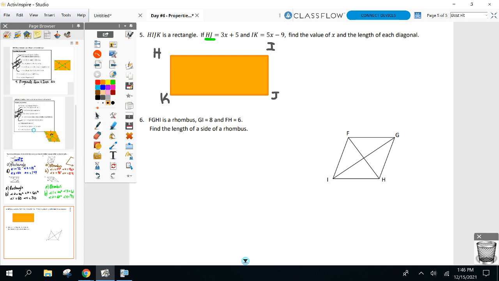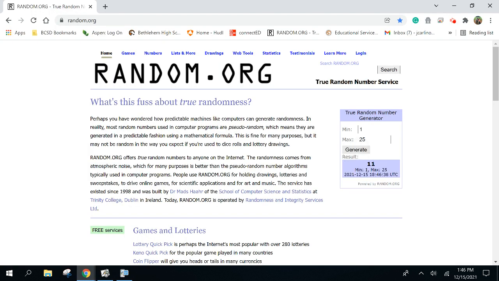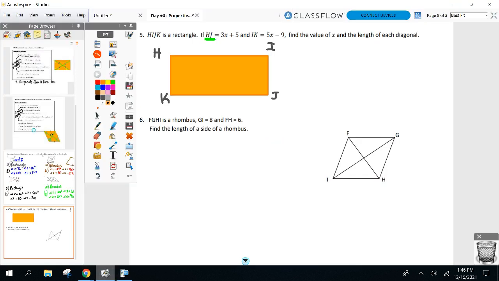Look, what is HJ in the problem? What's HJ going to be when I draw it in? Diagonal, right? And what's IK going to be? And it's in a rectangle. Want to tell me something? Diagonals of a rectangle? 11. We'll go somebody else here. 17. Diagonals of a rectangle. This problem's pretty easy once I know that property.